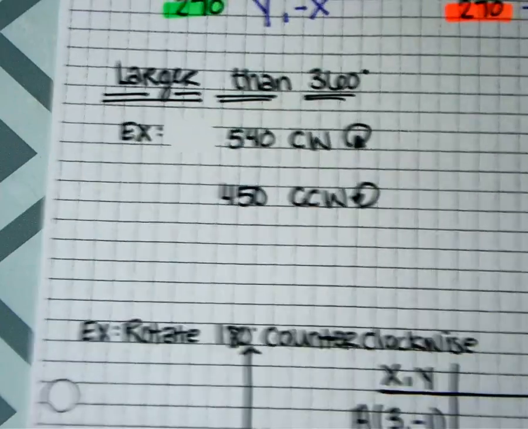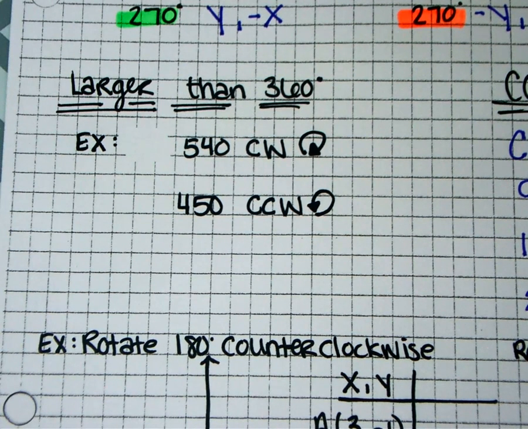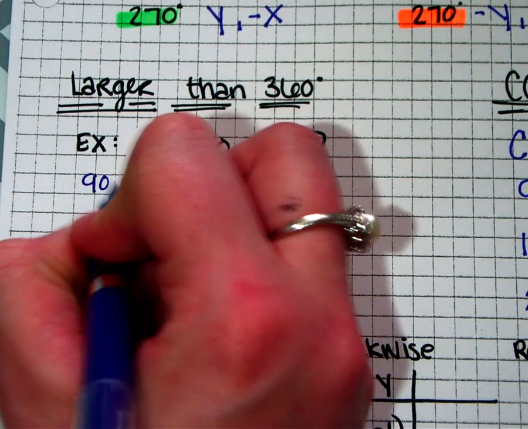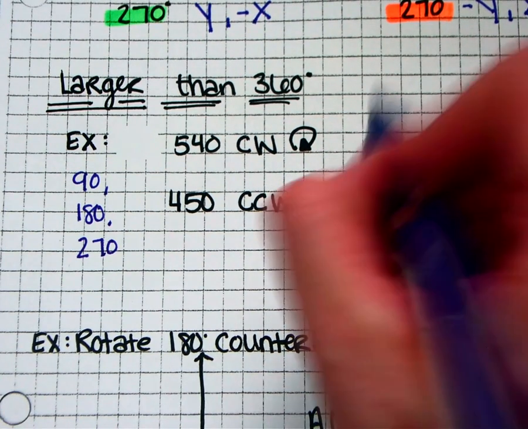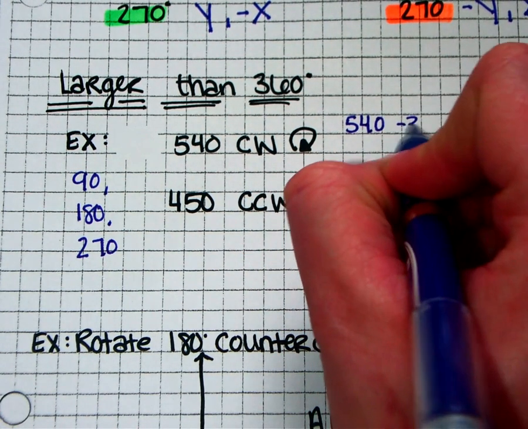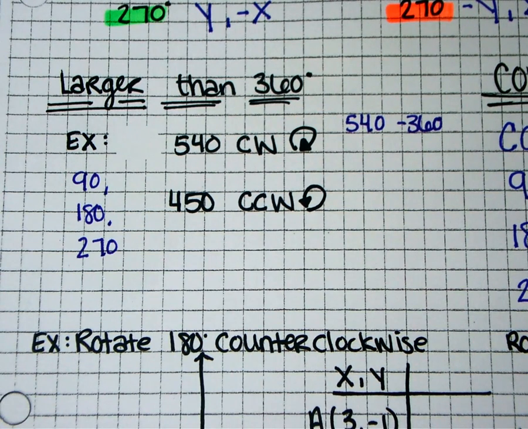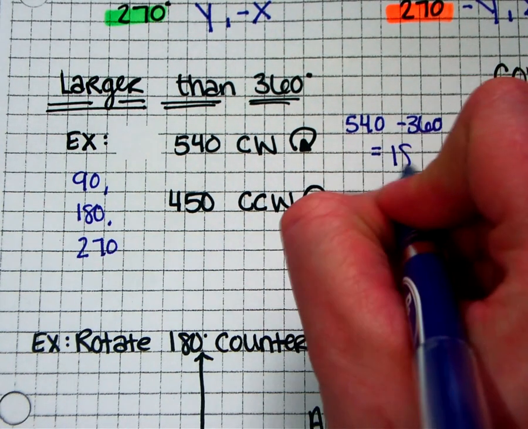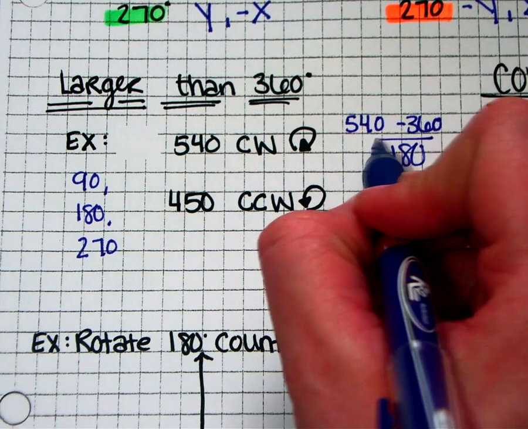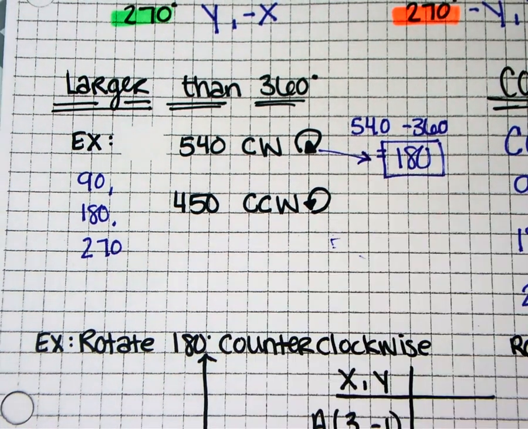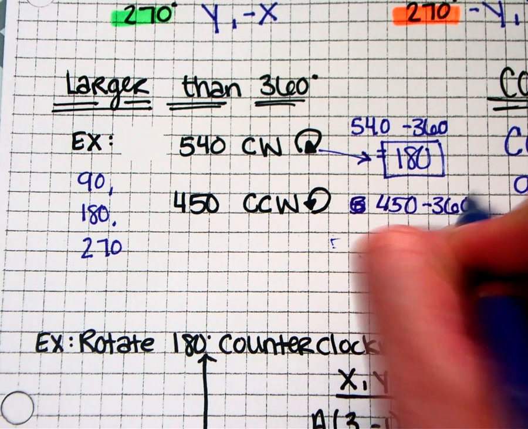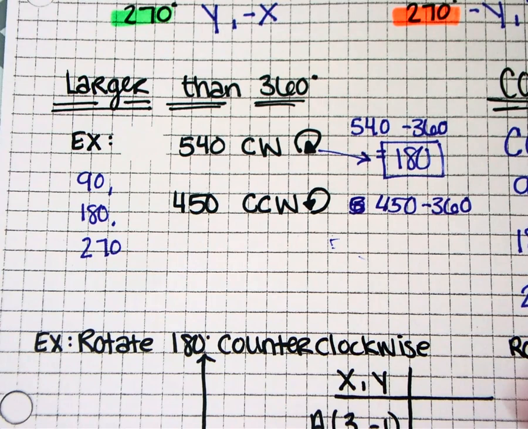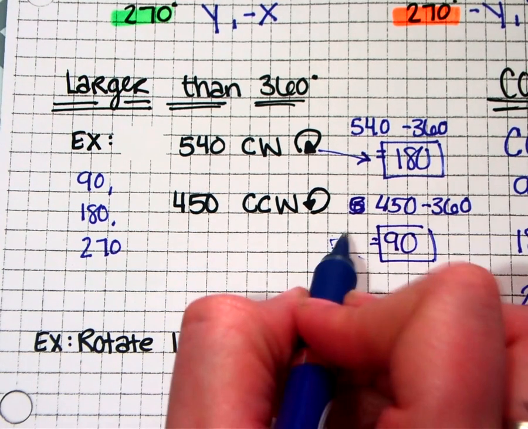If you have a rotation that's larger than 360, all you're going to do is simplify that number by subtracting 360 until you get 90, 180, or 270. So let's start at 540. To figure out the rule, I'm going to do 540 minus 360, which gives us an answer of 180. So that means we're going to use the 180-degree rule, clockwise. Let's try 450. 450 minus 360 is 90. So we're going to use the 90 degrees counterclockwise rule.